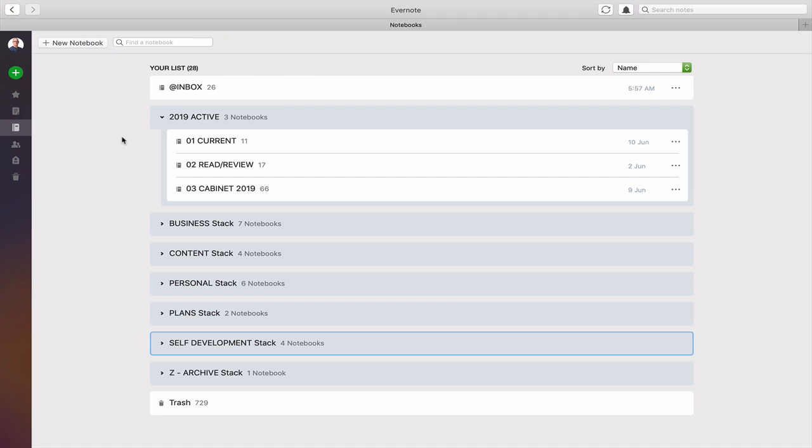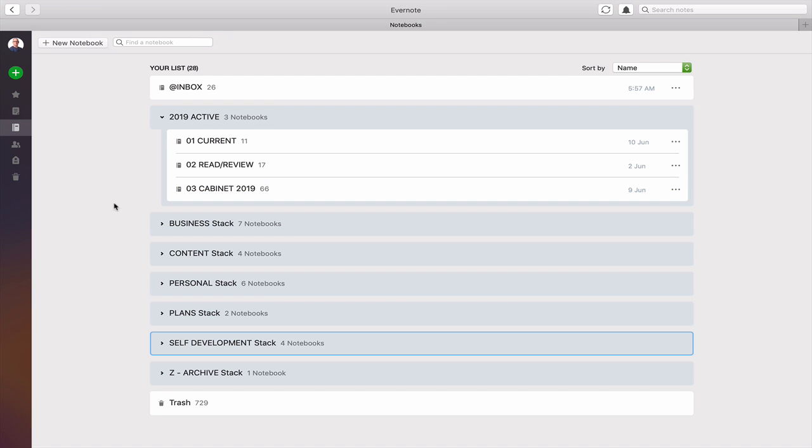So I wanted to create a structure that allowed me to focus on the current notes that I'm working on, things that are important to me at the moment, planning, projects that I might be working on. I also have a read review notebook for articles that I want to read but just don't have time at the moment, and once they're read I can move them into what I call my cabinet if I want to keep them. If I don't want to keep them, I can delete them. And the cabinet essentially is exactly that. It's just a cabinet. Tags will help me to find those articles later because they're all tagged.